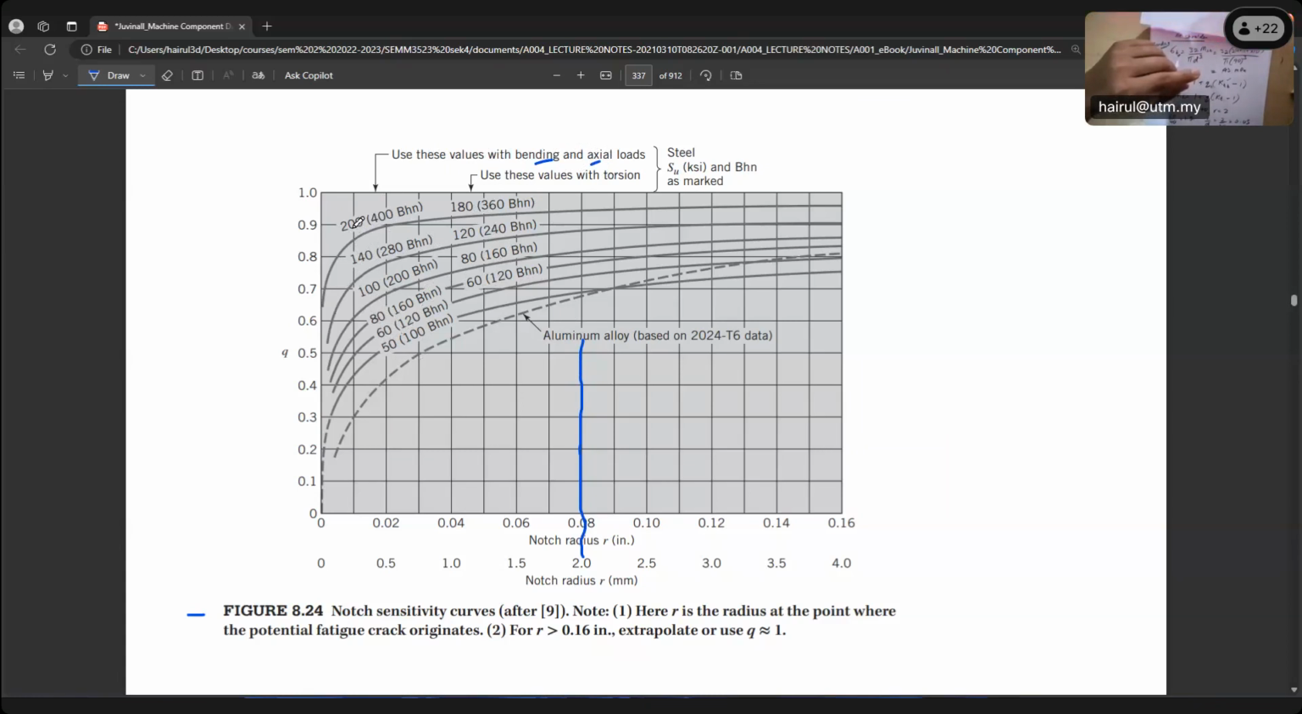Okay, what is this 200? 200 is SUT. Do you understand, class? This 200 is the SUT. What is this 200? 200 KSI. Okay, 200 KSI means, since in our case just now, our SUT that we found out is what, again? 638 megapascal. It's not KSI, right?